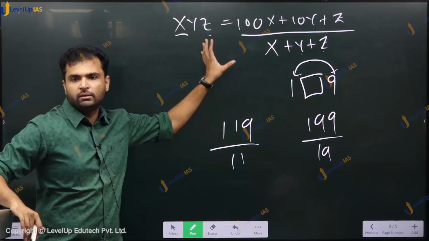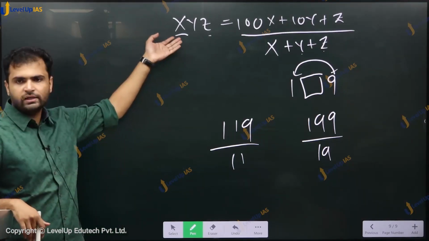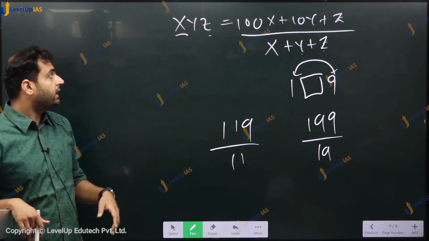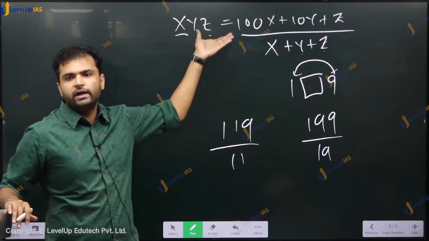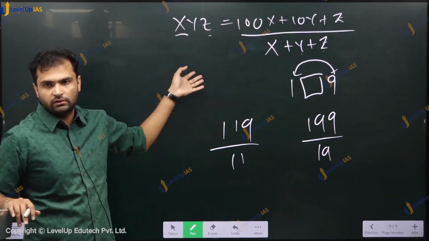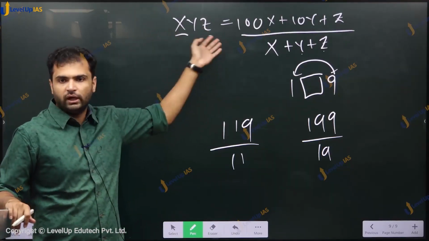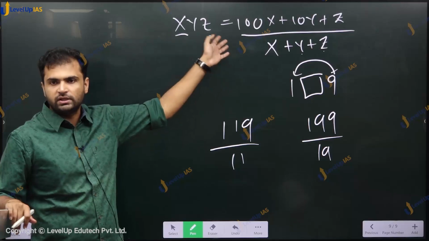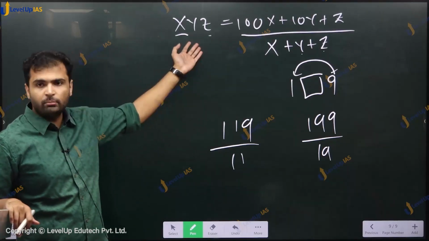We have a 3-digit number. We don't know which, so we take it as XYZ. They are saying the ratio of this 3-digit number to the sum of its digits. What would be the sum of its digits? X plus Y plus Z. Sum of the digits. And what is this number?